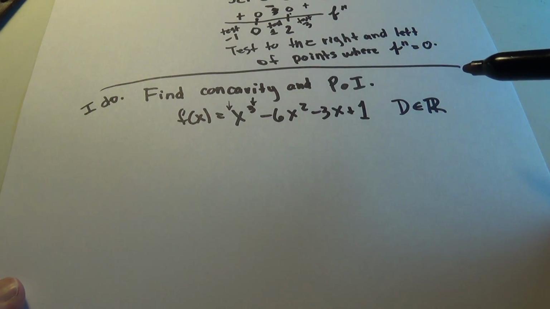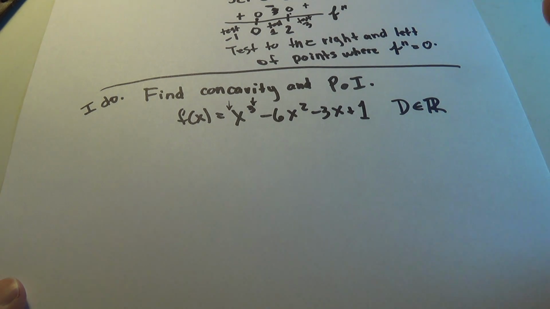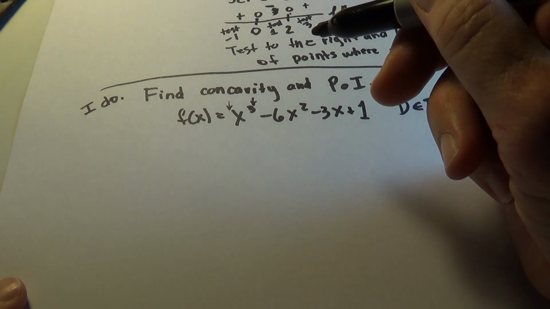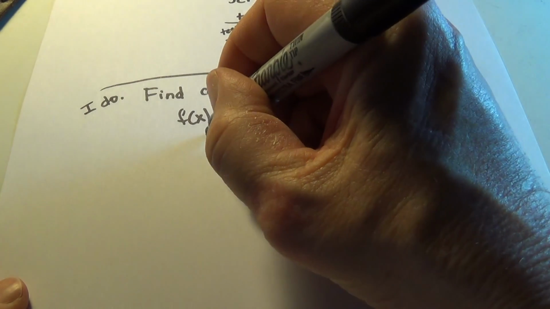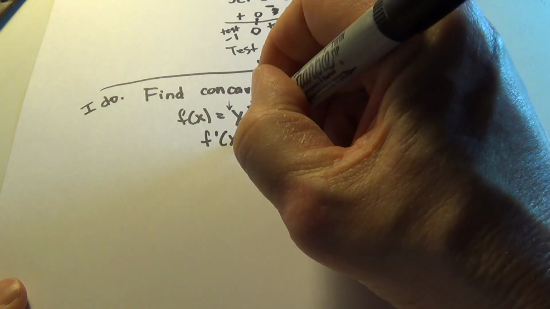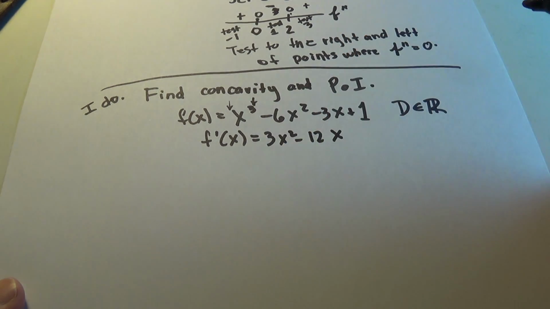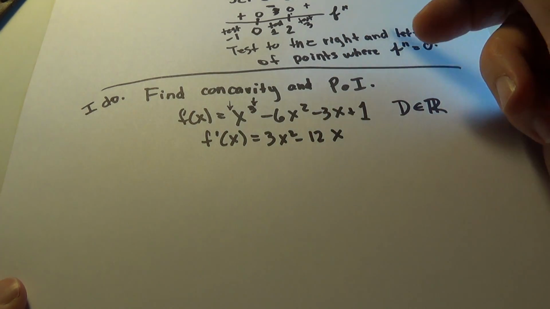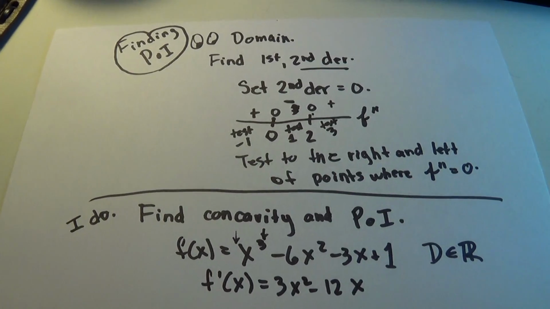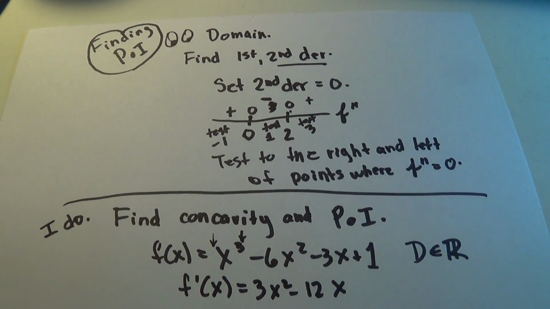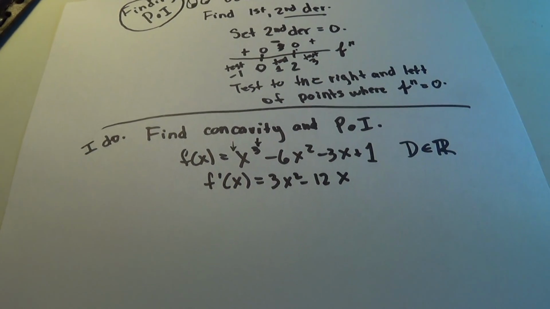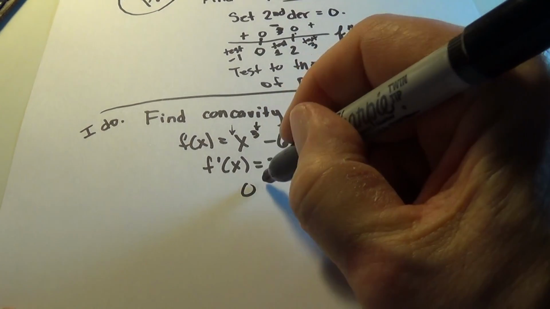All right, next we will look at the first derivative. And according to our plan up here, after we find the first and second derivative, we set the second derivative equal to 0 and solve that.